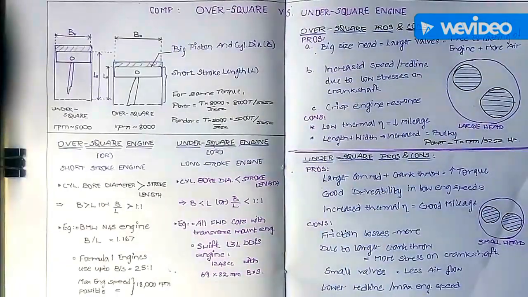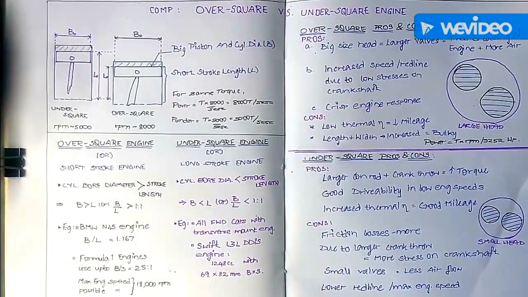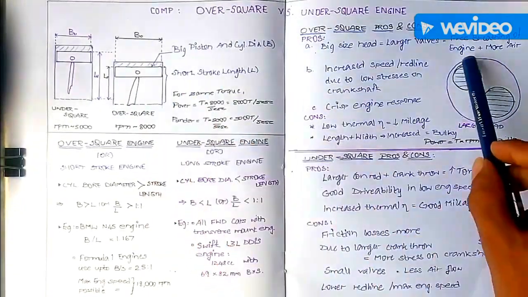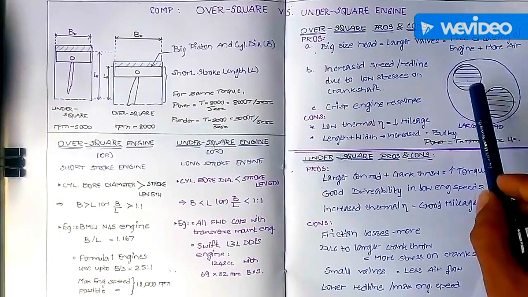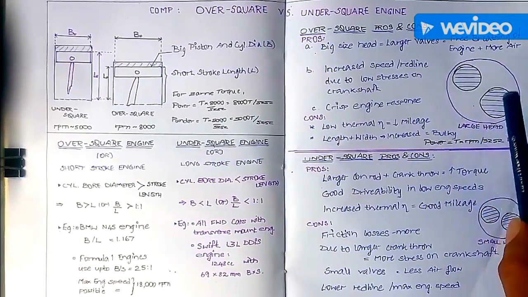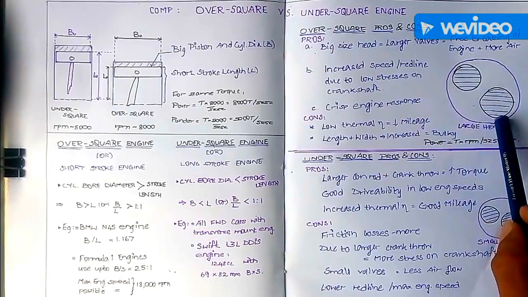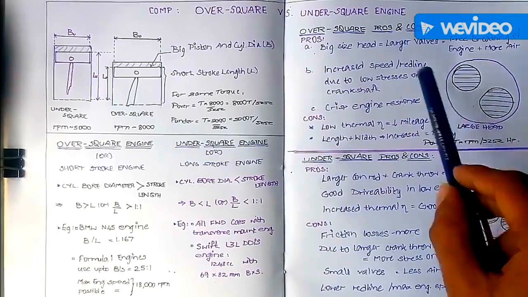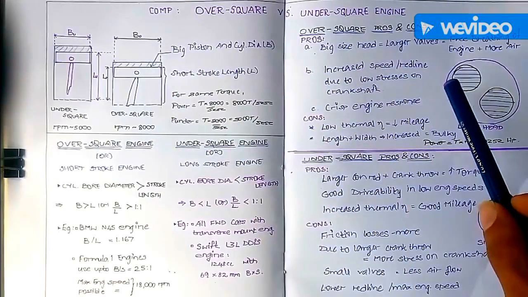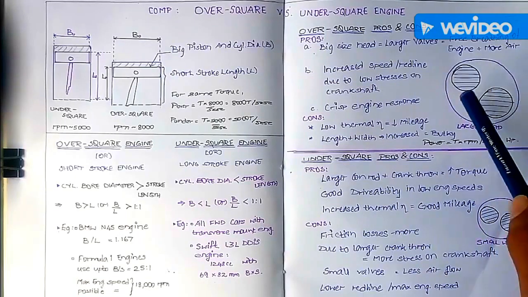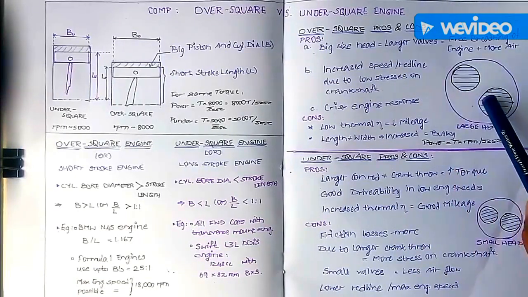Now let's see the important characteristics of an over square engine. An over square engine, due to the larger piston size, would have a larger head. That means it can accommodate quite large valves or multiple valves. For example, 4 valves of the same size in an over square layout compared to the under square layout. Now, since 4 valves or 2 bigger valves would be used, the flow of air would be increased.